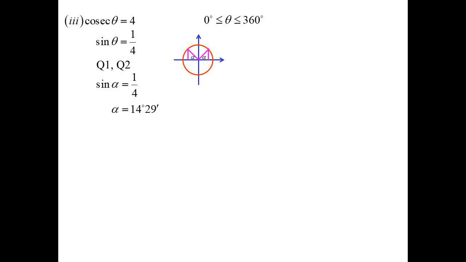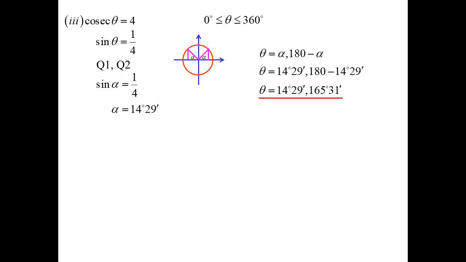Cosec theta equals 4. Well, it's easier to turn that into sine is a quarter because we need to use our calculator. So sine is a quarter. First and second quadrant is positive. Acute angle, 14 degrees 29. So we have 14.29 and 180 minus that, 165.31.